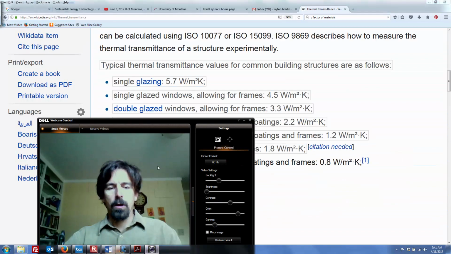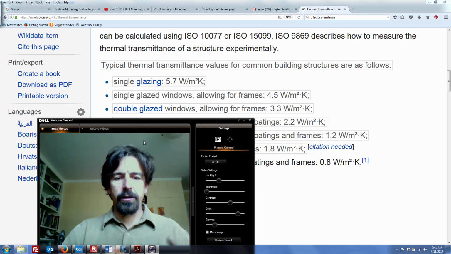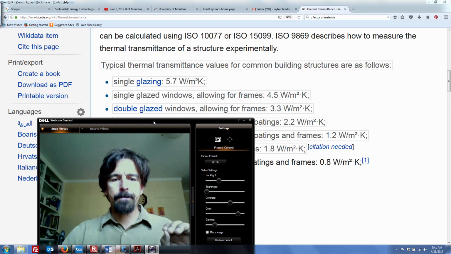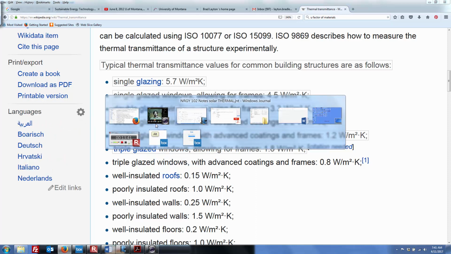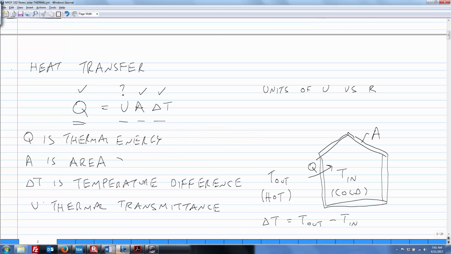Okay, so I made a little correction to the notes, and I used the improper term. So let's just go back for one quick second. I used the term thermal conductivity, and I wanted to use the term thermal transmittance. So U is actually thermal transmittance. There's another value called K, which equals the thermal conductivity. And let me get you the relationship between those two.